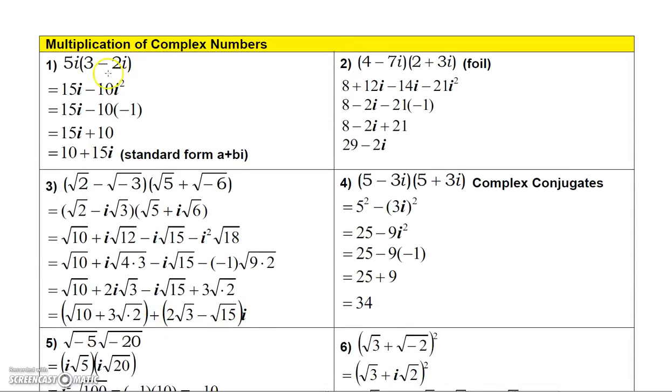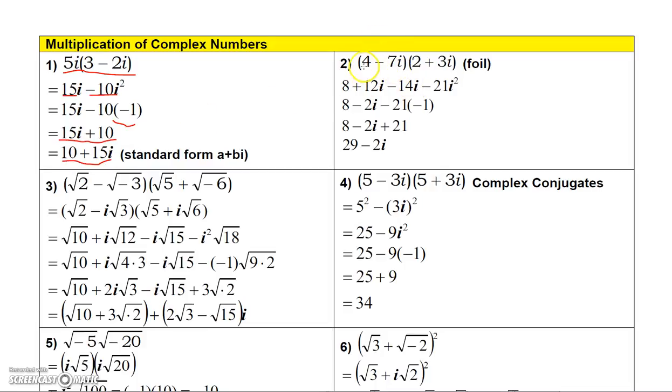You can also multiply complex numbers. And so when you want to multiply complex numbers, here we're just going to distribute. 5i times 3i is 15i squared. 5i times minus 2i is minus 10i squared. Remember, i squared is negative 1, so every time you see i squared, replace it with negative 1. And so here I have 15i minus 10 times negative 1, so that's 15i plus 10. But usually we write it with the real part first, so that's 10 plus 15i.